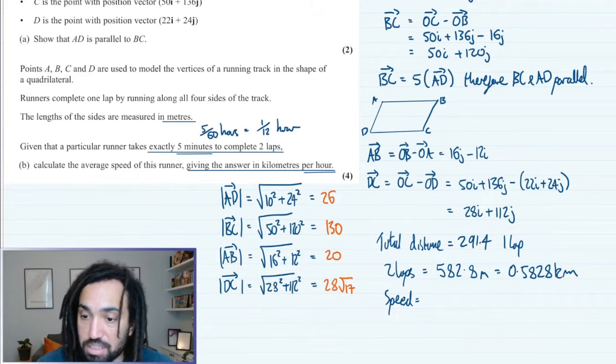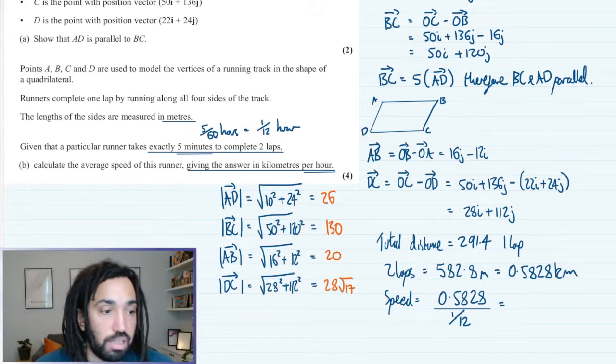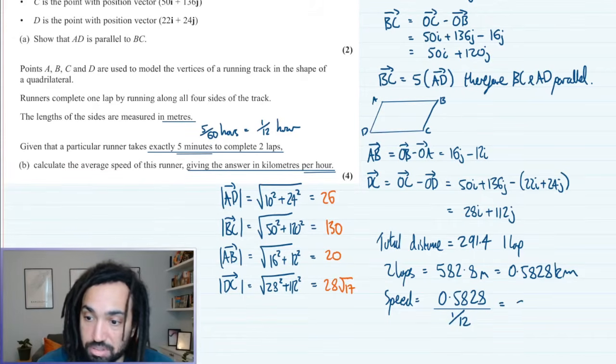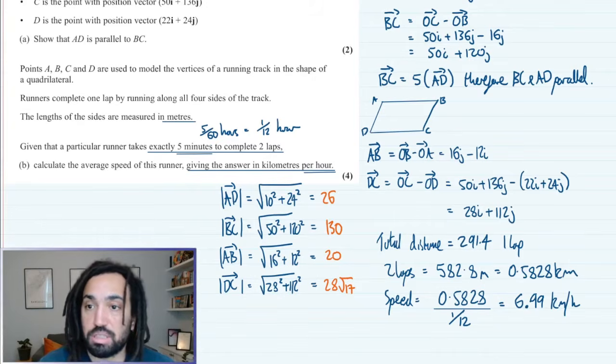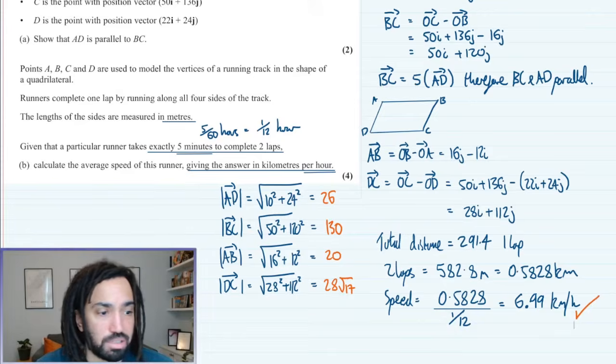So then to find the speed, it will be the distance in kilometers divided by the time in hours, like so. And doing that calculation gives us an answer of 6.99 kilometers per hour as our final answer. Wow, what a long question for 4 marks.